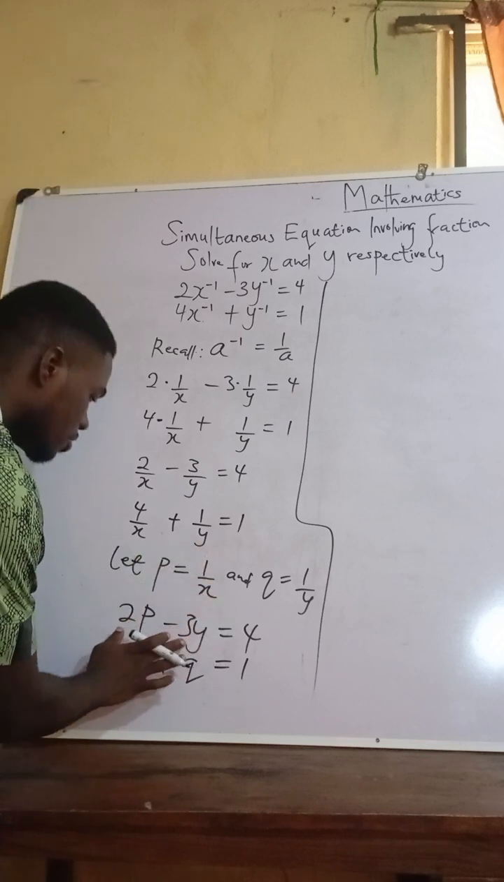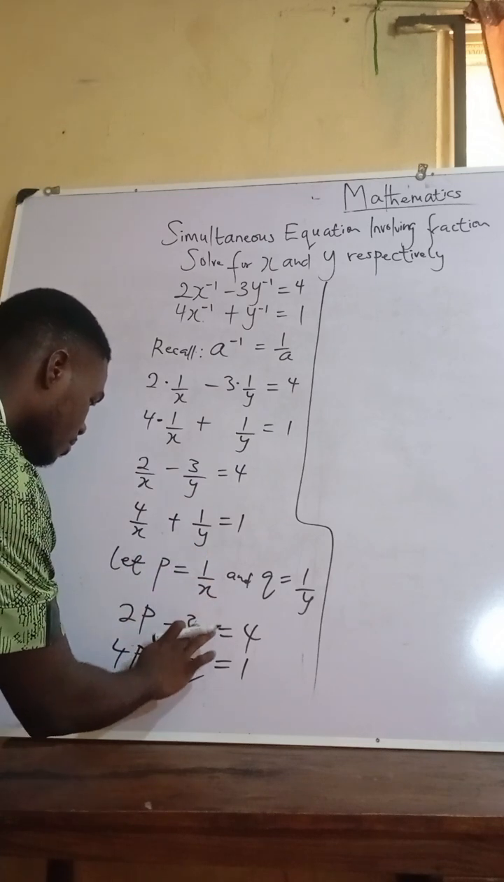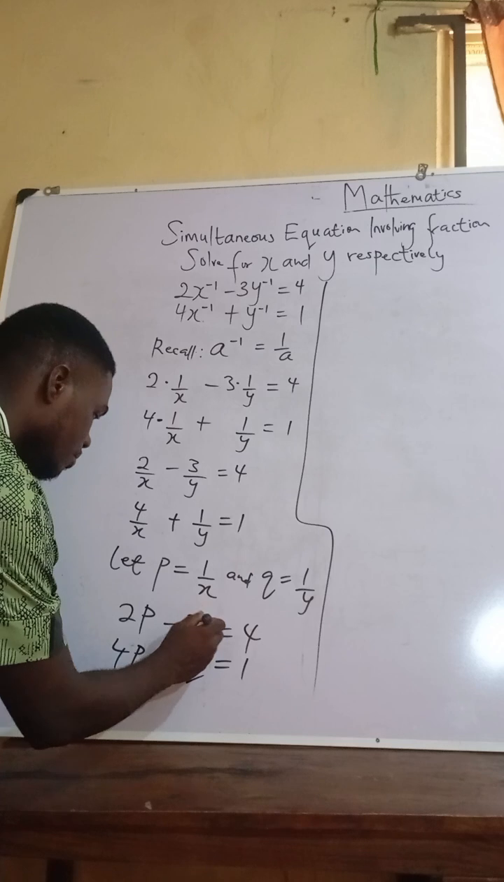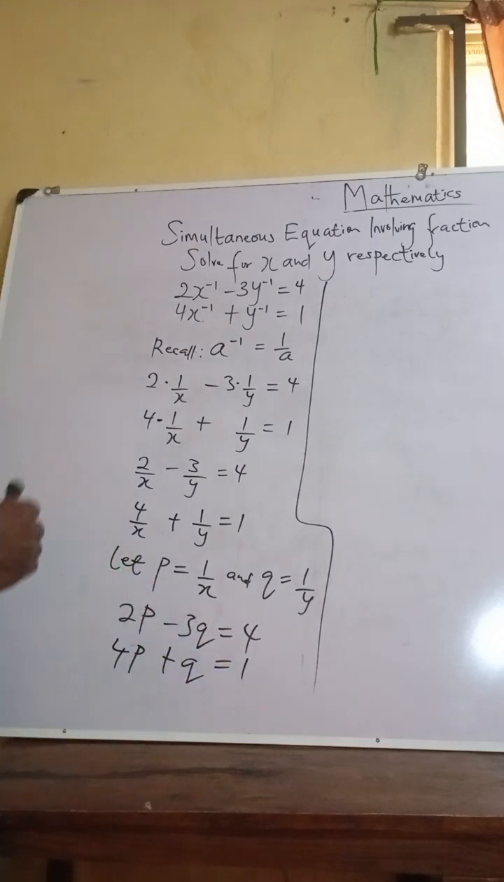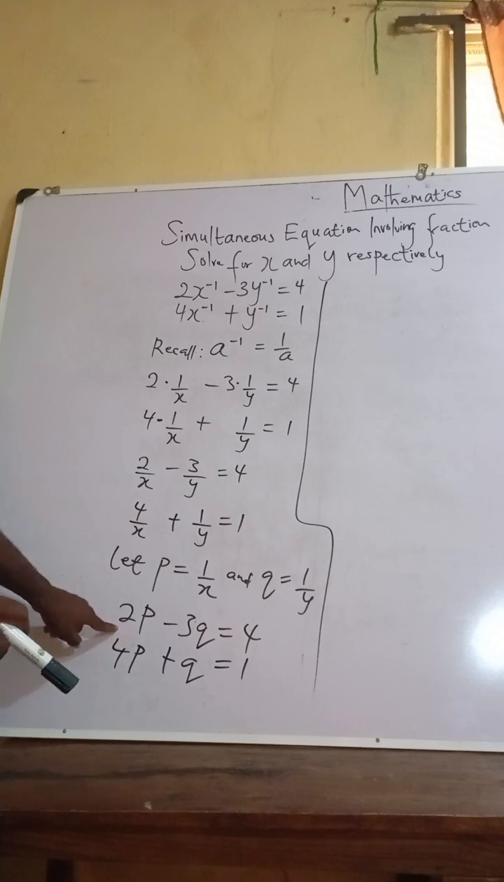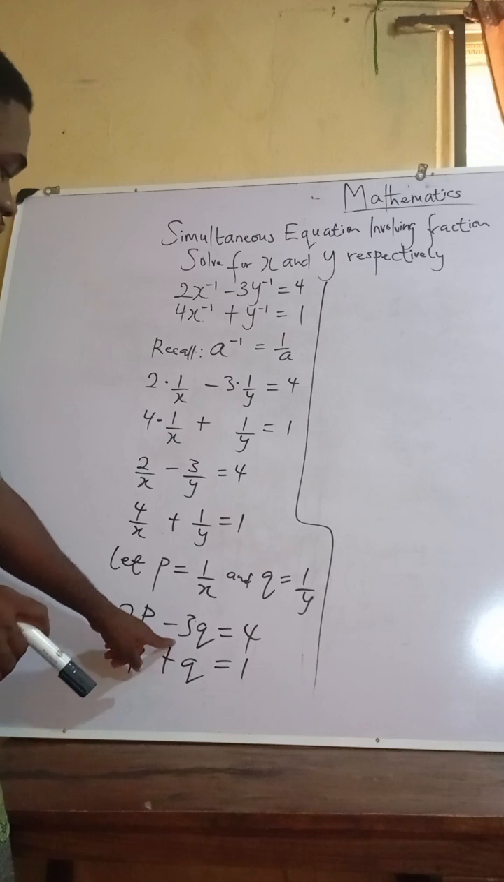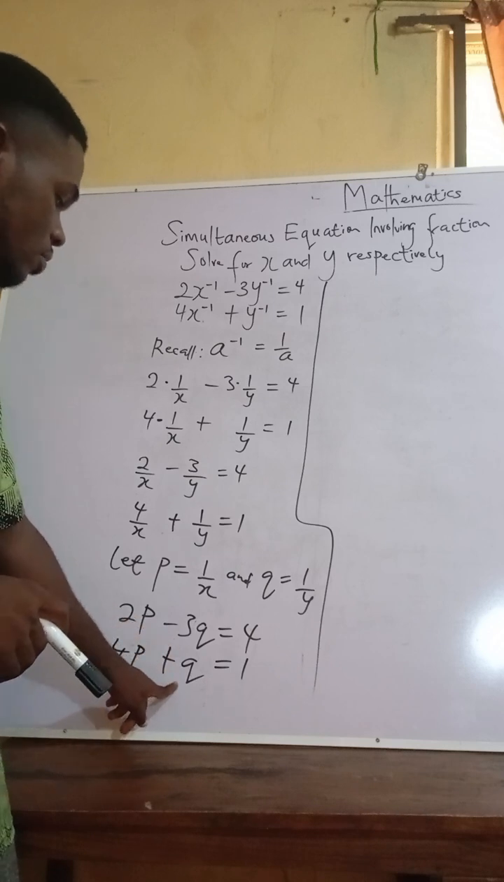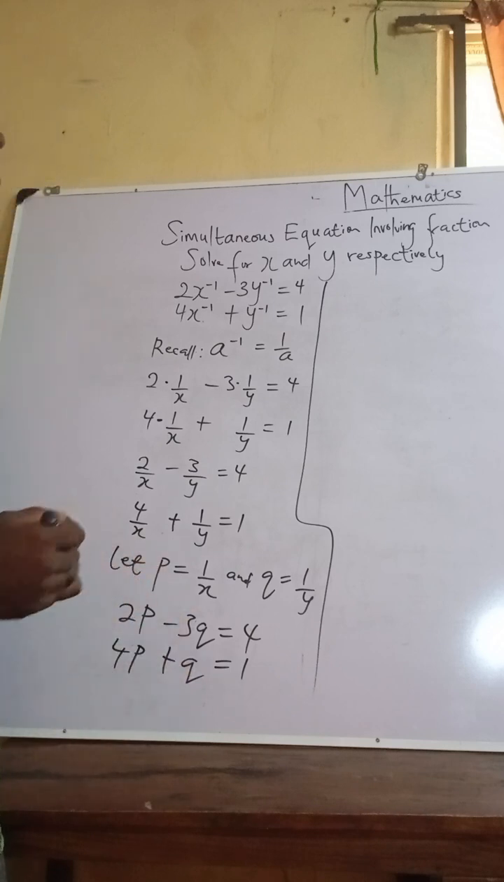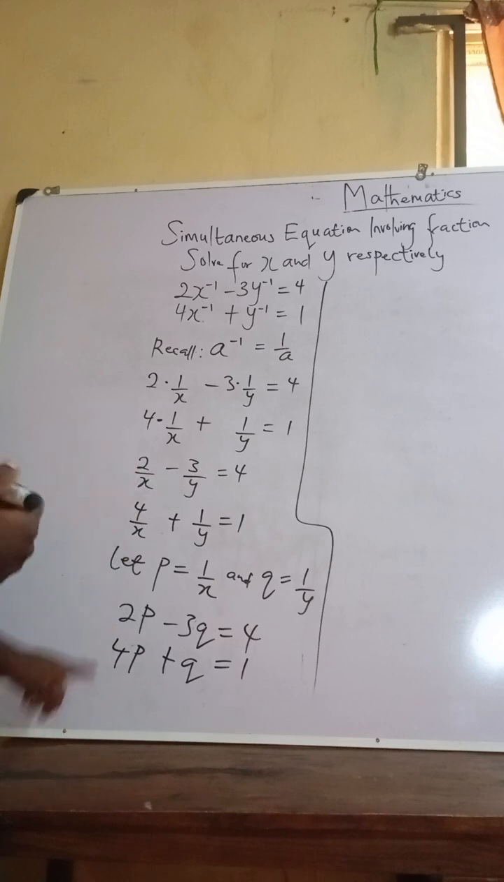Oh, sorry, I think I made a mistake here. This is 3q. In the two variables, both p and q, none of them have the same coefficient. The coefficient of p here is 2, while the coefficient of p here is 4. The coefficient of q here is 3, and the coefficient of q here is 1. So to make them have the same coefficients, you can pick any of them. Let's say I want to make p have the same coefficient.